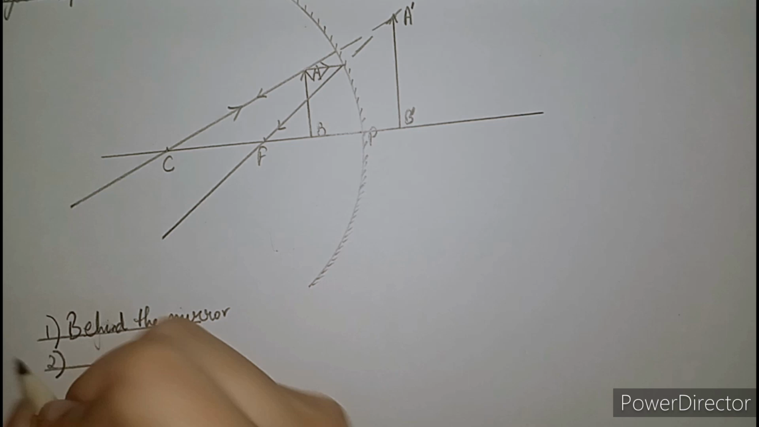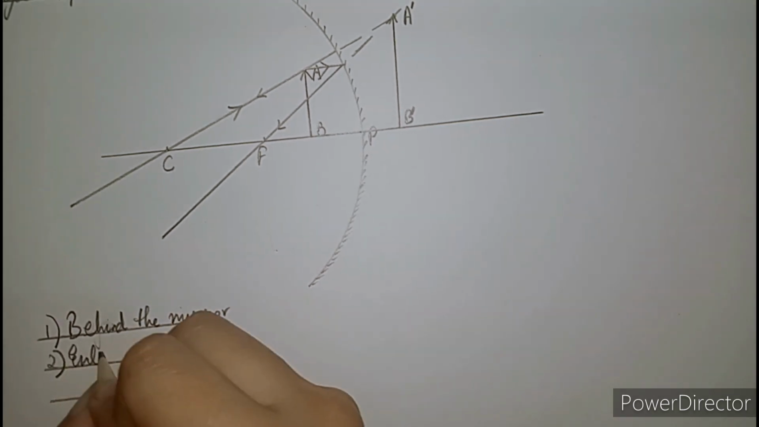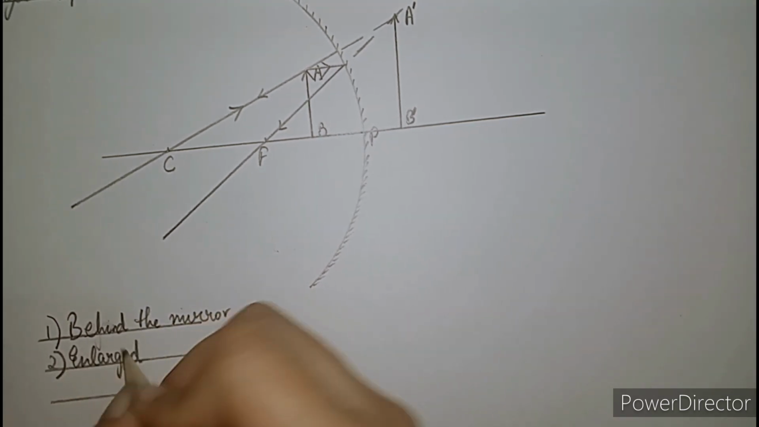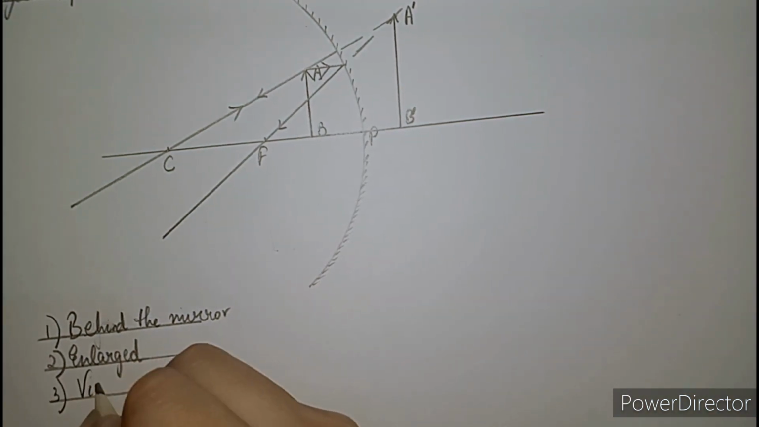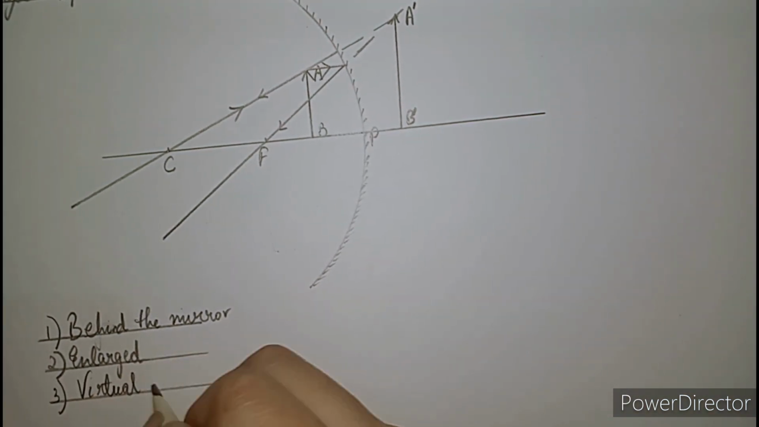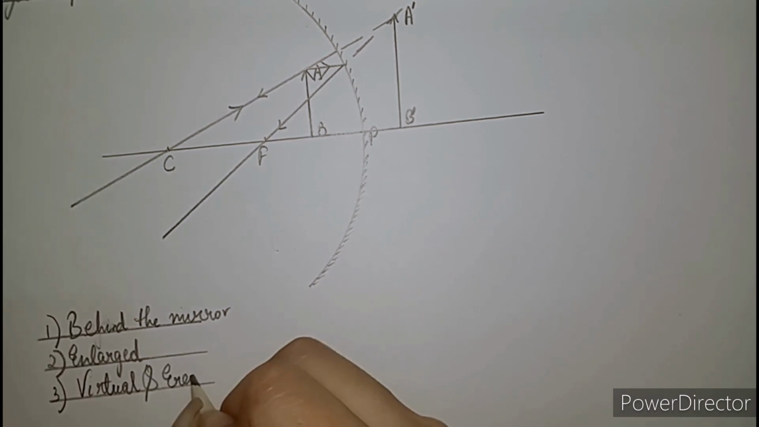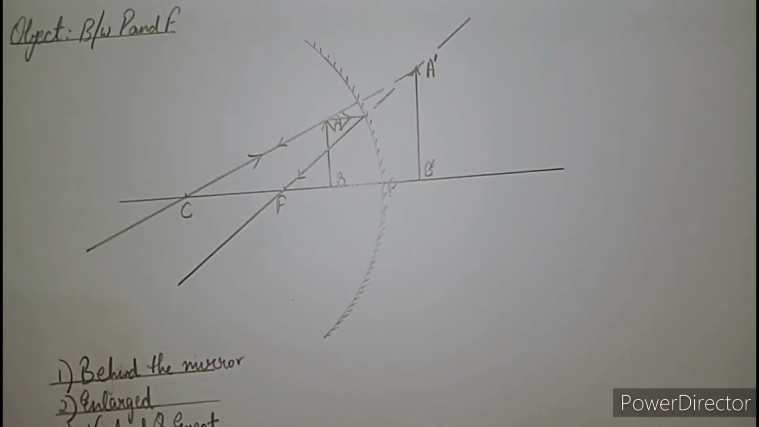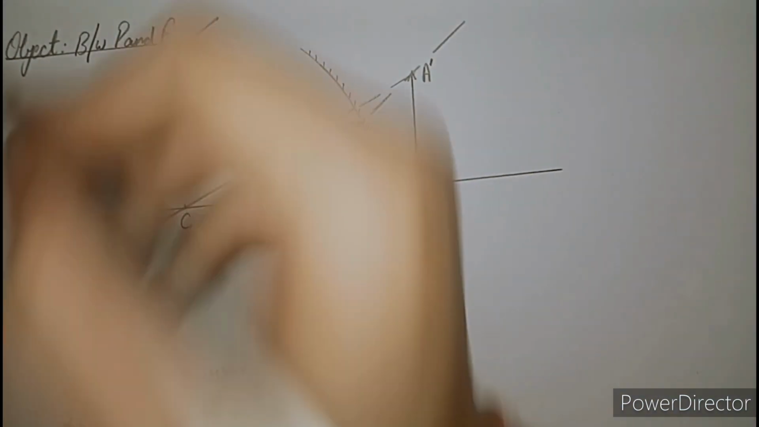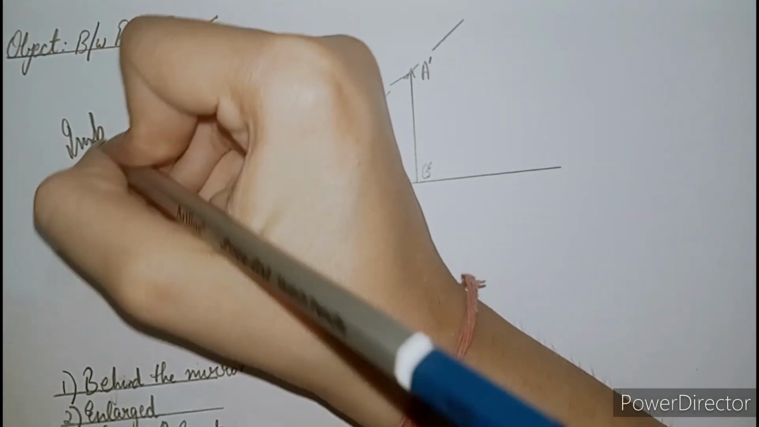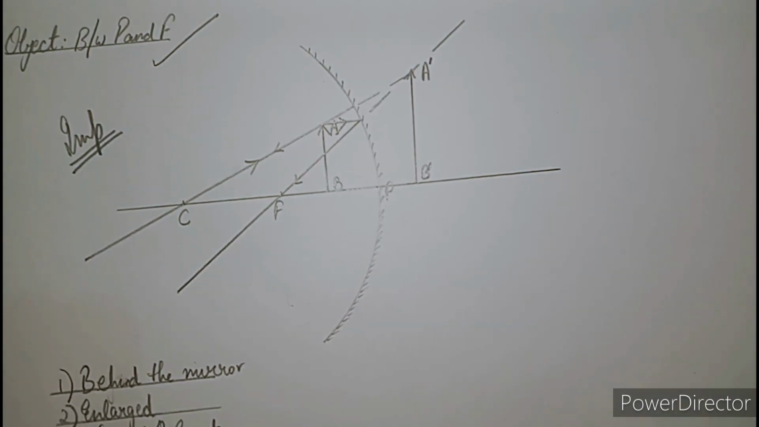The second characteristic is that the image is enlarged. You could notice the size has increased. And the third, it is virtual and erect. You need to remember which case gives a virtual and erect image: when the object is between P and F. I'll literally say this is again a very important case.